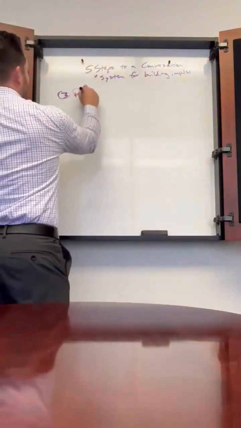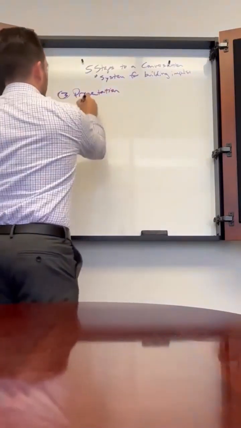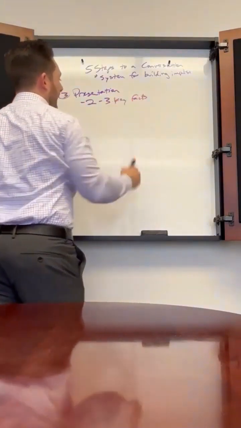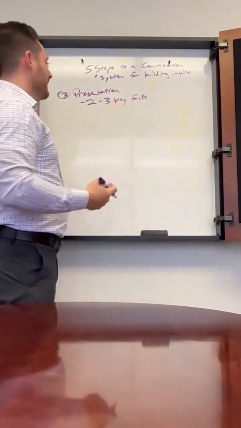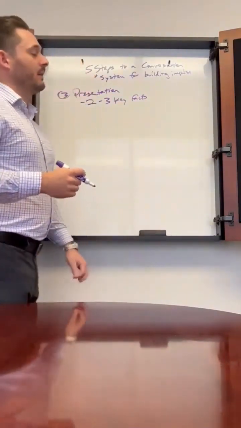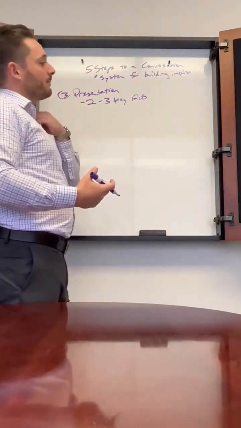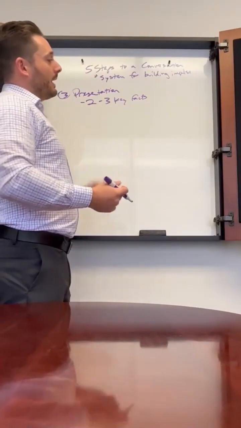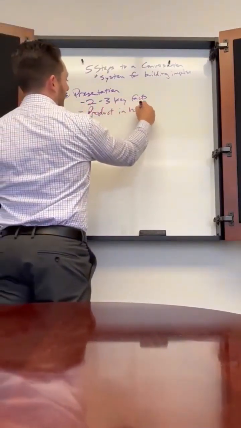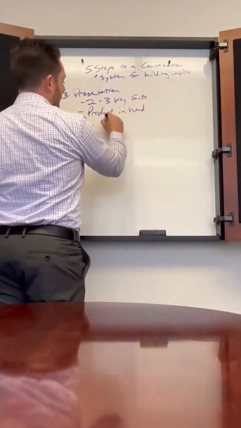Number 3 is the presentation. So we use 2 to 3 key facts. Okay, not 5 to 12 key facts, 2 to 3 simple key facts. Ideally, we can tailor these to the member, right? If it makes more sense as to why someone might need a product or service. We want to put the product in hand when we can. Because if someone can see and feel, that builds ownership.